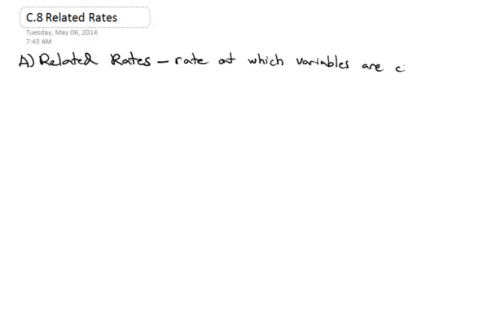Today we're going to take a look at applying those implicit differentiation techniques that we saw in yesterday's videos using what is called related rates. And what related rates really are is we are looking at a situation where the rate at which the variables are changing, those rates are related to another variable.